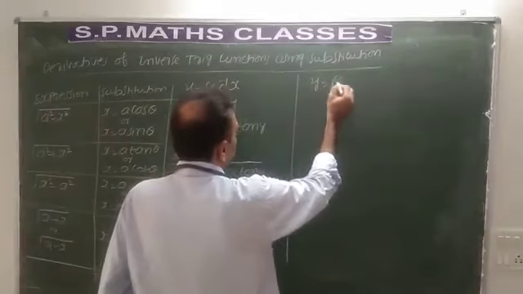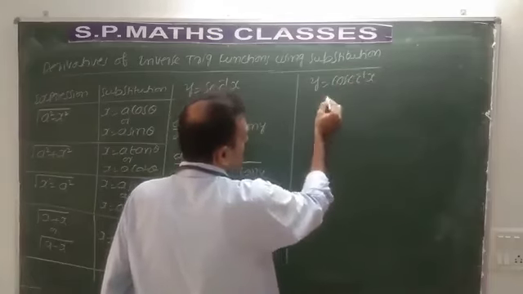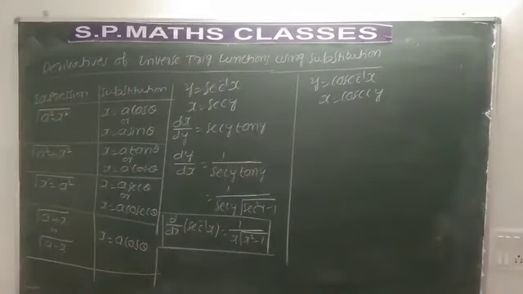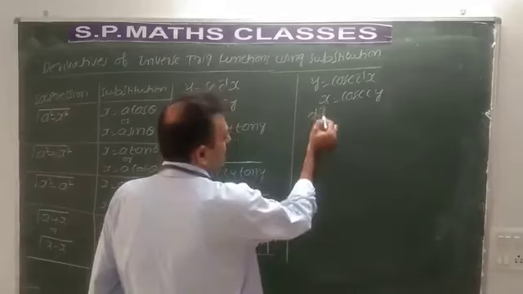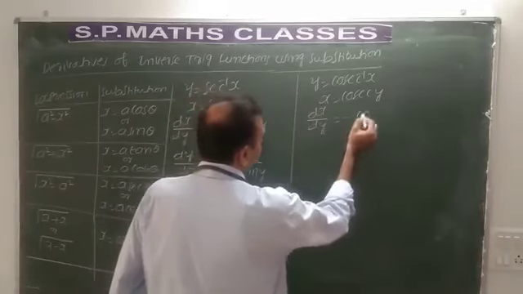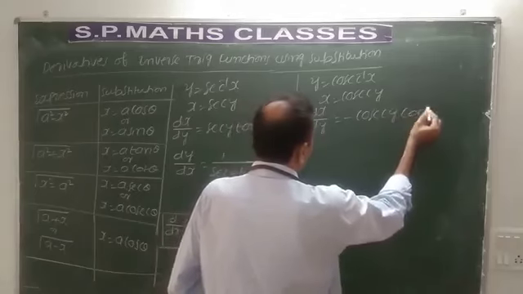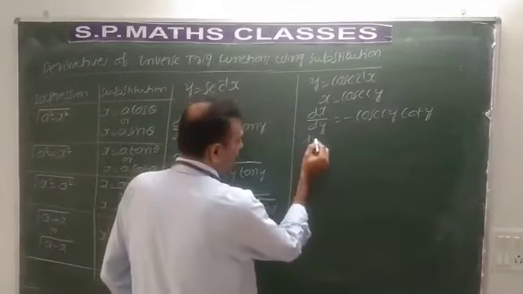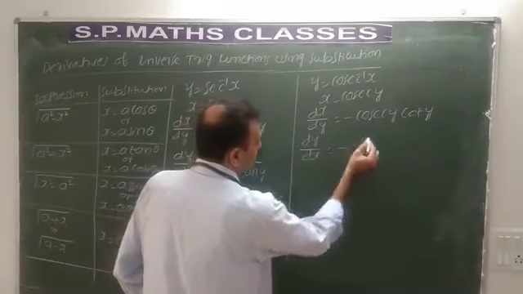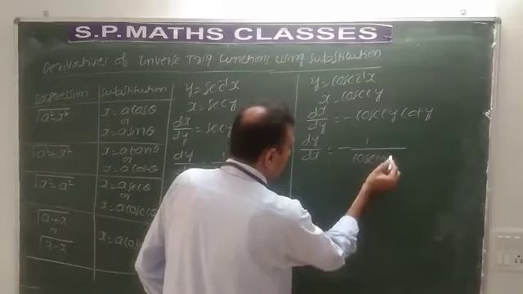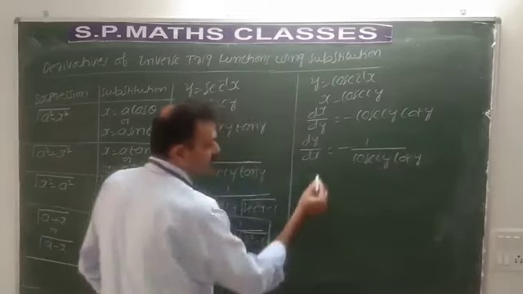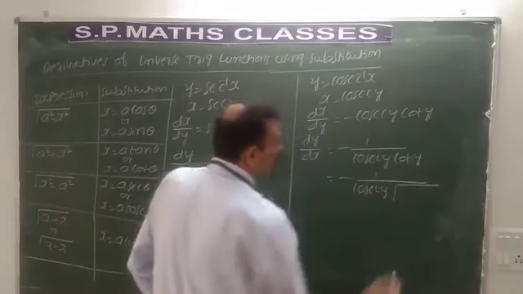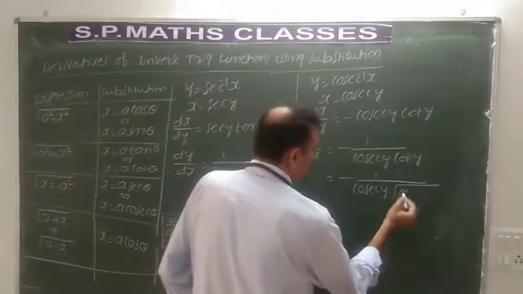Similarly, we take up y is equal to cosec inverse x. What is x equal to? x is cosec y. Let us differentiate that with respect to y. dx by dy is equal to minus cosec y into cot y. You take the reciprocal. When you take the reciprocal, you will get dy by dx as minus 1 divided by cosec y into cot y. Now we can write cosec y into cot y. What is cot y? Root of cosec squared y minus 1.